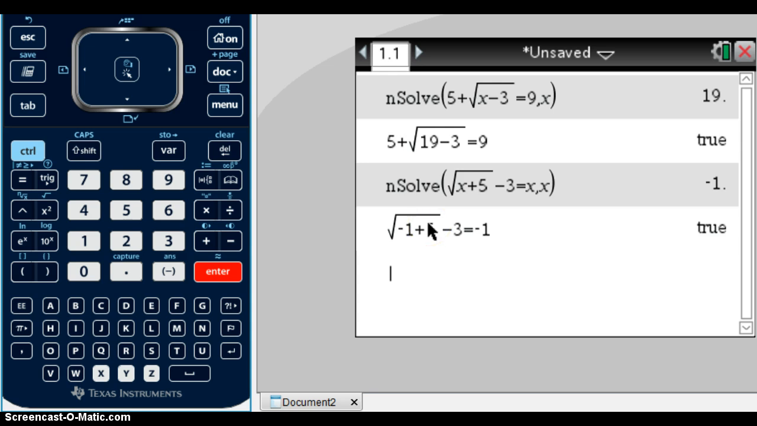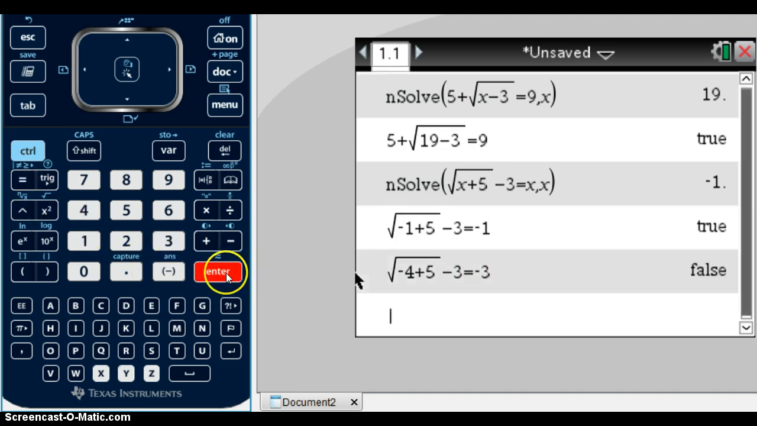What I got as an erroneous solution that doesn't fit in the domain was this. If I go, because I had -4 as a possible solution, plus 5 minus 3 equals -1, or -3, sorry. Notice it comes up false. So that's how to solve with the NSpire.